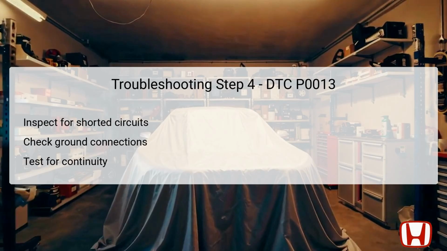The fourth step in troubleshooting DTC P0013 focuses on inspecting for any shorted circuits within the VTC oil control solenoid system. A short circuit can cause excessive current flow, which may damage the solenoid or affect the PCM's functionality. This involves checking the wiring for any visible damage or frayed sections, which could cause interference with electrical signals.